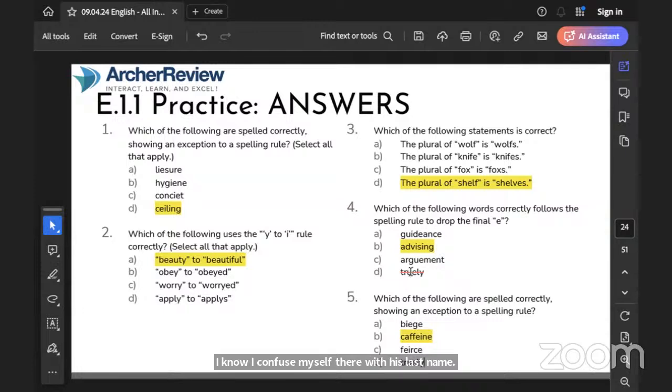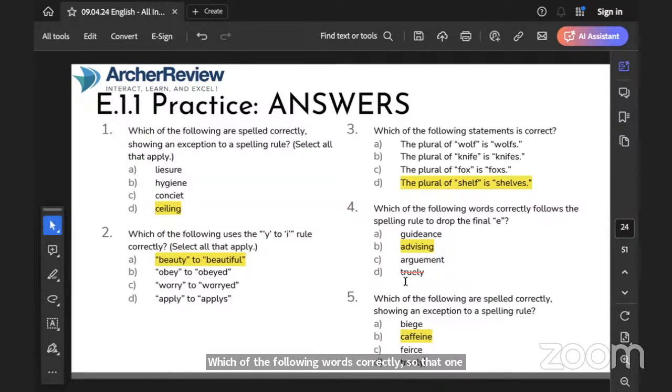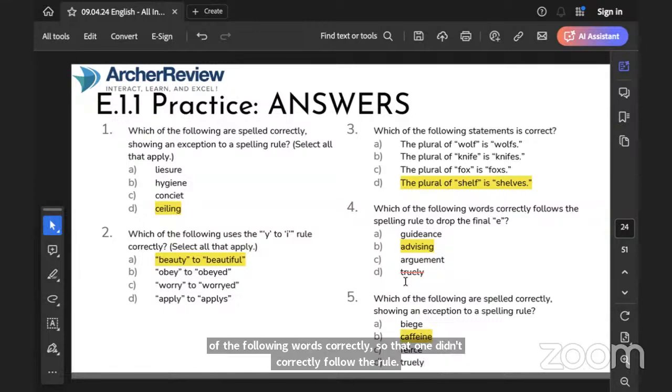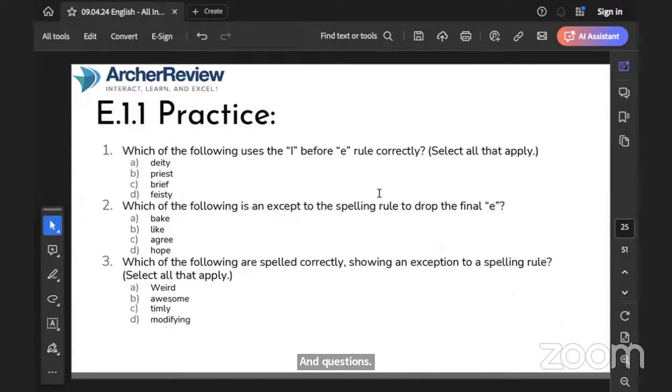So, if you ask me about why truly was incorrect, that one is spelled wrong, so it didn't correctly follow the rule. Sorry, I confused myself on that one. Everybody still there? Any questions? Okay. All right, one more practice.